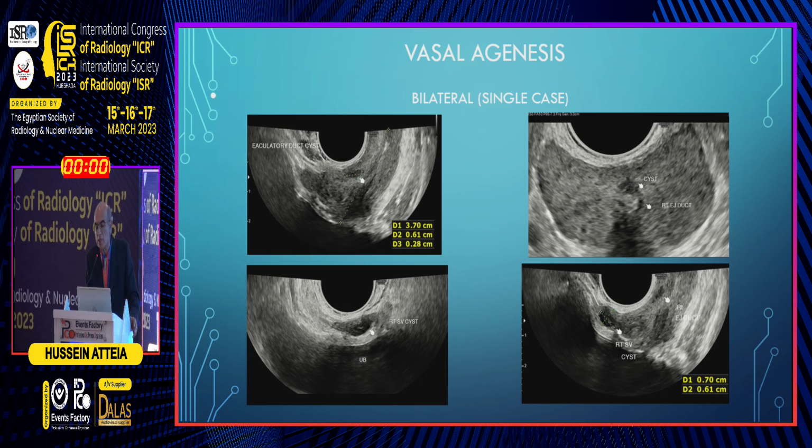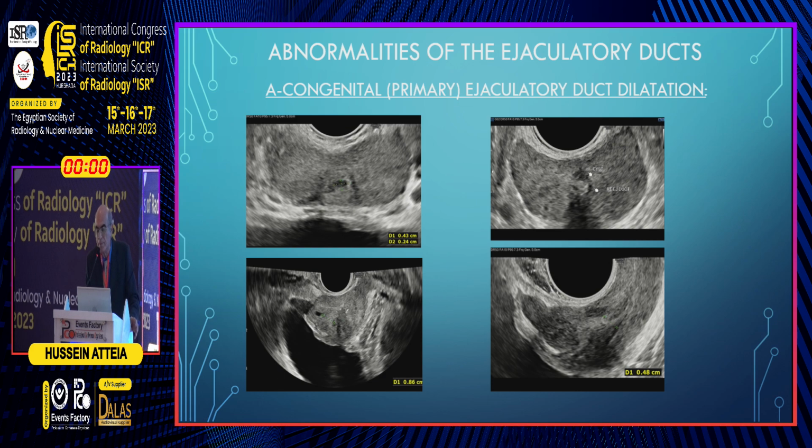Now, bilateral vasal agenesis is a single case. You have a congenital ejaculatory duct cyst, and you see it communicating with the ejaculatory duct and the urethra. And this is the cyst in the seminal vesicle. You could see it here, and the patient has agenesis of the right kidney.